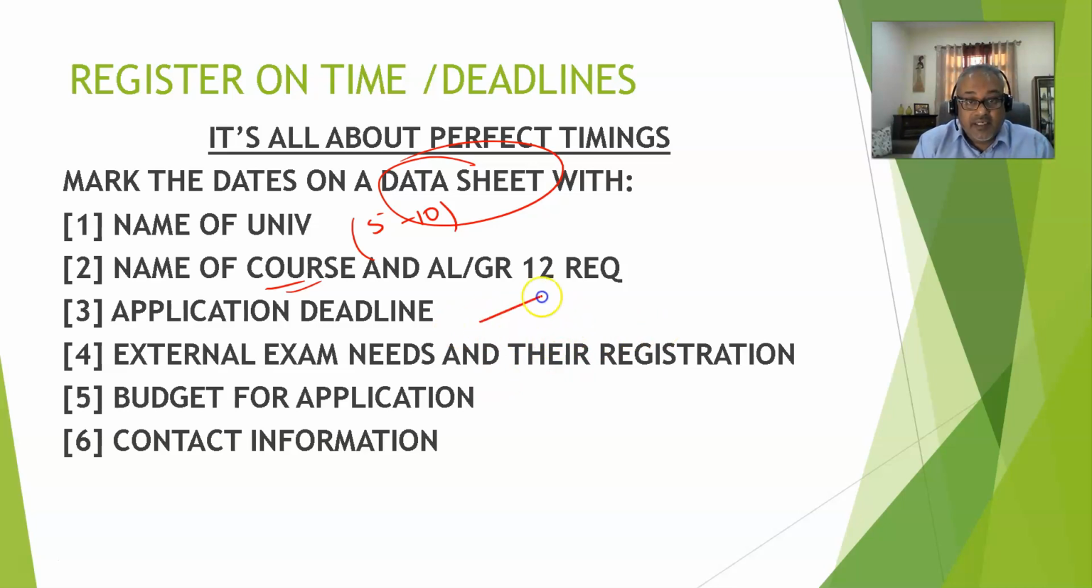So make sure that you complete all of these points which I mentioned here. Make a data sheet, some kind of a Word or an Excel sheet, where you put all this information. And remember, it's all about the timing. It's all about how much information you can get out. And everything is available on the websites of each of these universities.